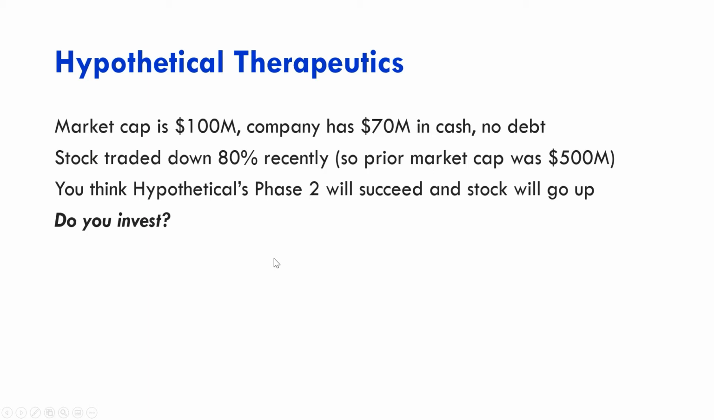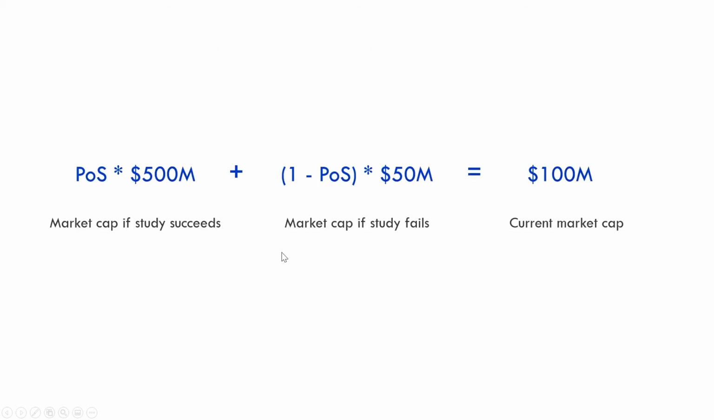So it's not a trick question here, but we'll just go through a simple quantitative example of how you can think about this investment decision in a little bit more quantitative manner. So the current market cap is $100 million. And we're assuming this is a single asset company, and this phase 2 study is the biggest driver of the company's valuation. So essentially, you can decompose the market cap into the probability of success of the study times the market cap if the study succeeds, plus 1 minus the probability of success of the study times the market cap if the study fails.